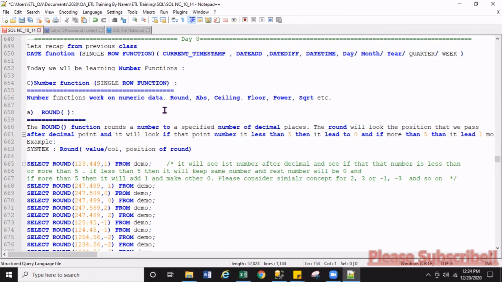Today we have learned the ROUND function, which rounds based on the position that you provide after the value. Then ABS, which converts the number into positive. Ceiling leads to the upper side, the next step ahead. Floor leads to the downside. Power multiplies a number by itself. Square root is kind of the opposite of the power.